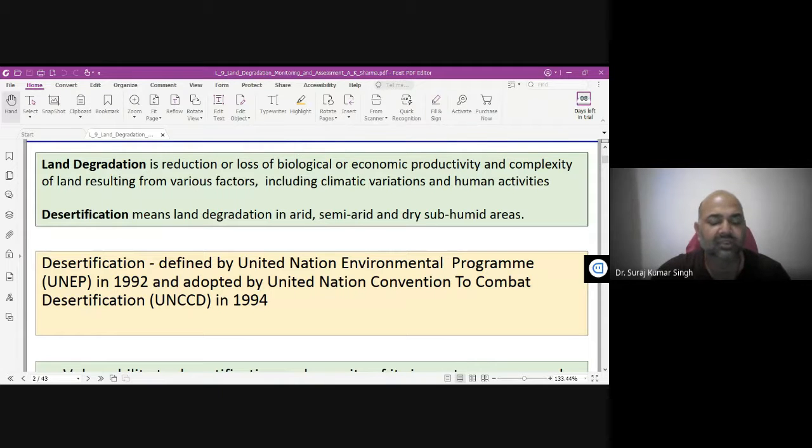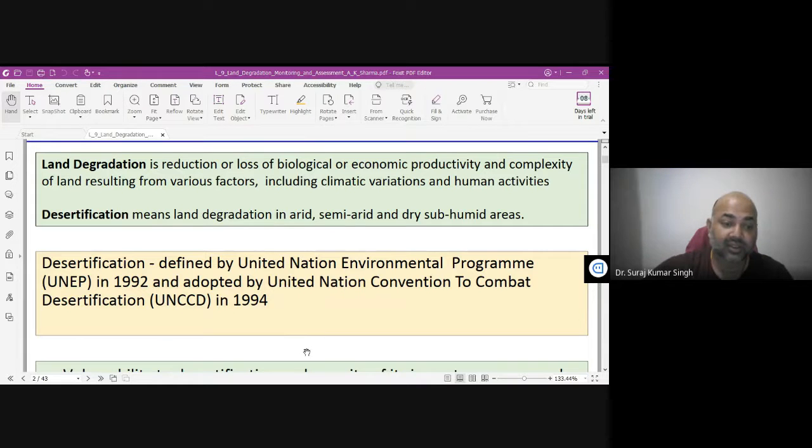So there is another term that is classified, known as desertification. It means deserts. We are situated in a desert. So what does desertification mean? Desertification means land degradation, meaning the land is totally unproductive, totally uneconomical, in arid, semi-arid, or dry sub-humid areas.